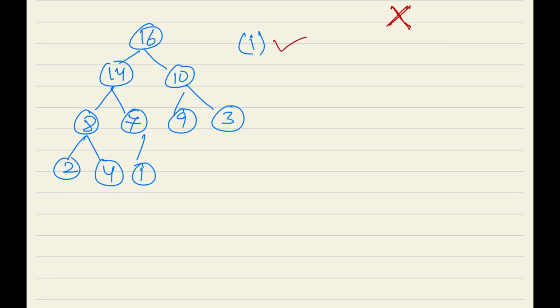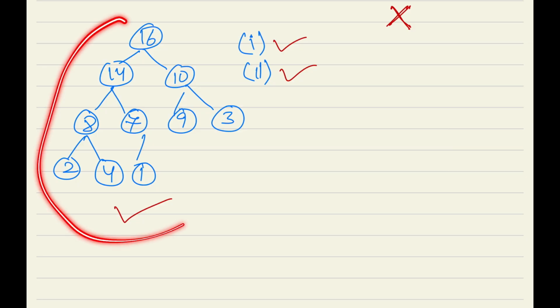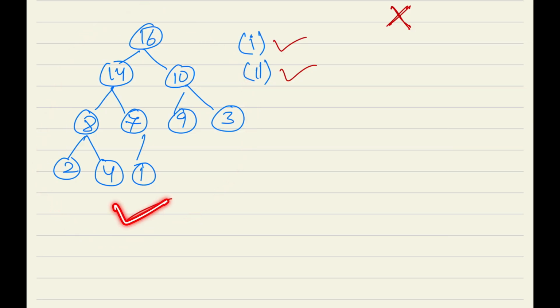Now, we will move to the second condition, whether the value of the parent is greater than its children or not. 16 is greater than 14 and 10, then 14 is greater than 8 and 7, then 8 is greater than 2 and 4, then 7 is greater than its child 1, and 10 is greater than 9 and 3. So, the second condition is also satisfied. Then we can say this is a heap. So, this binary tree is also a heap.